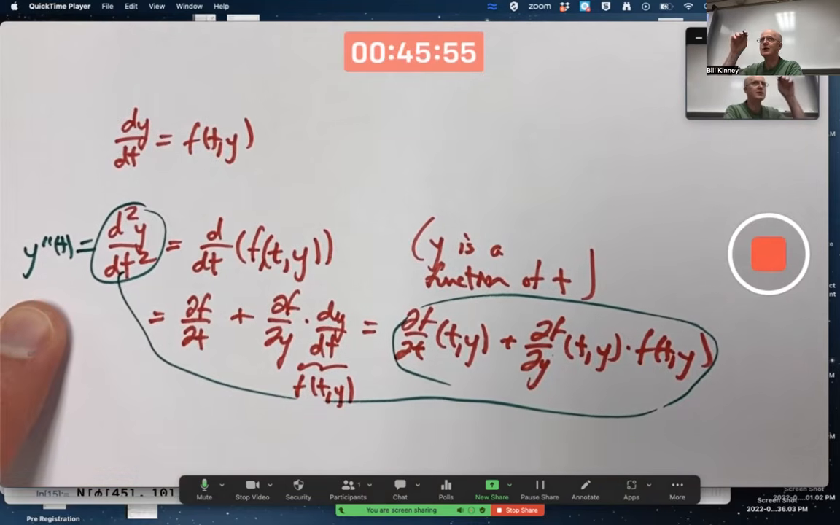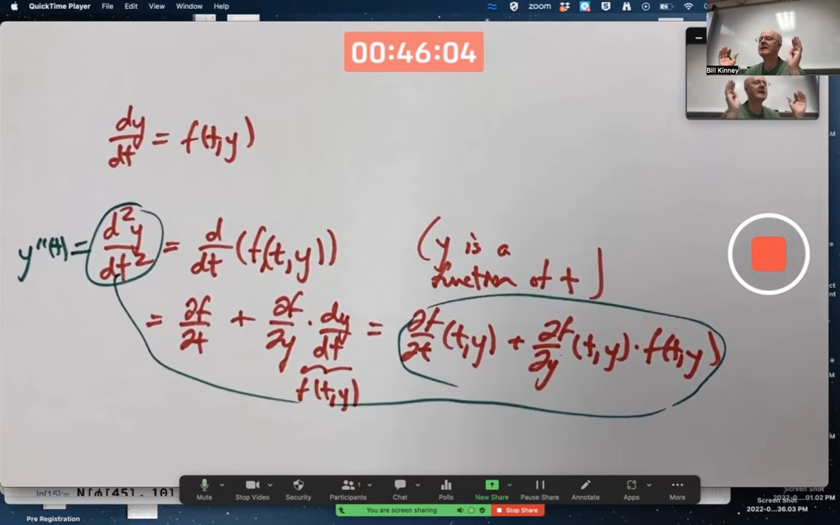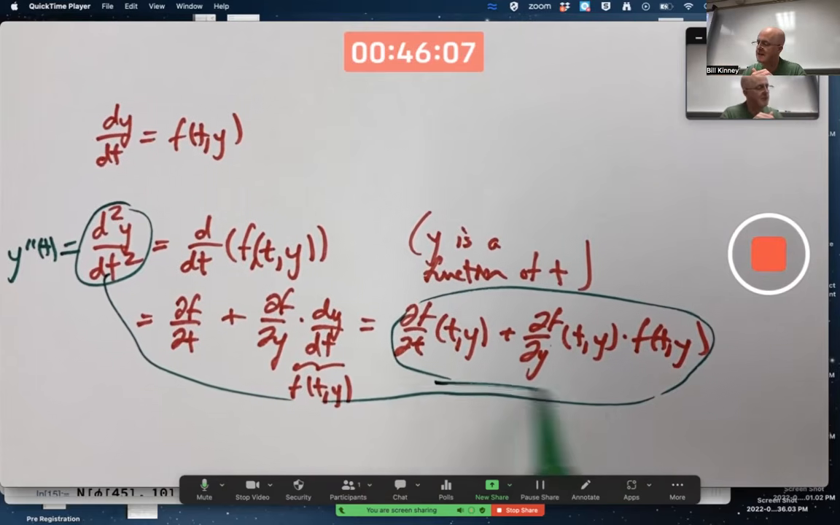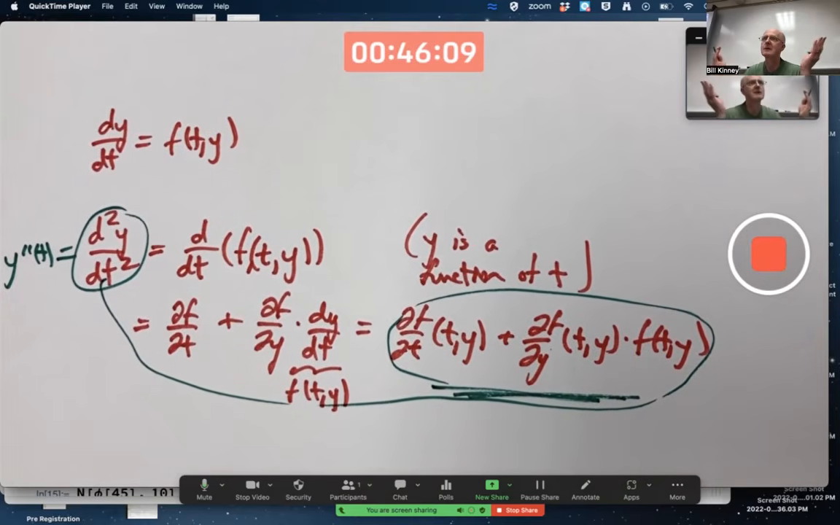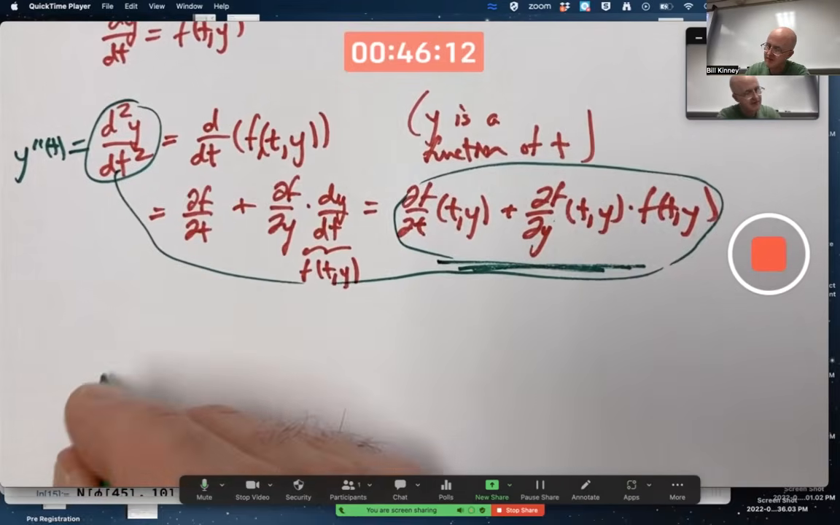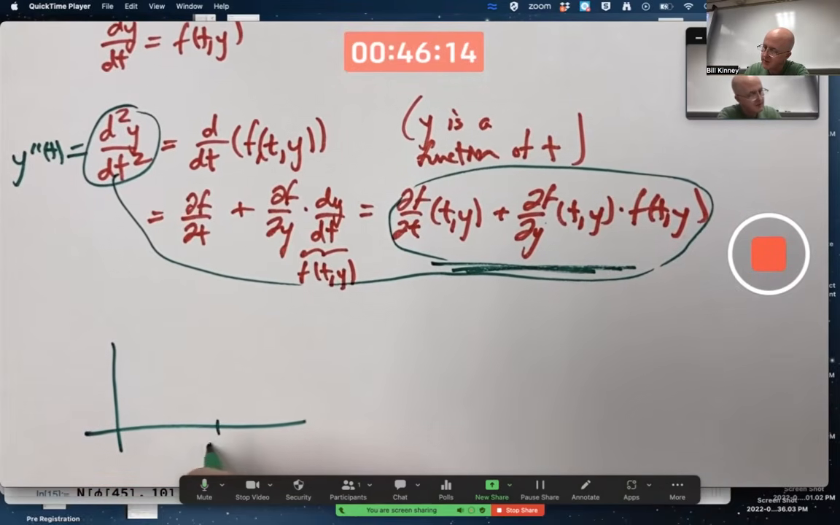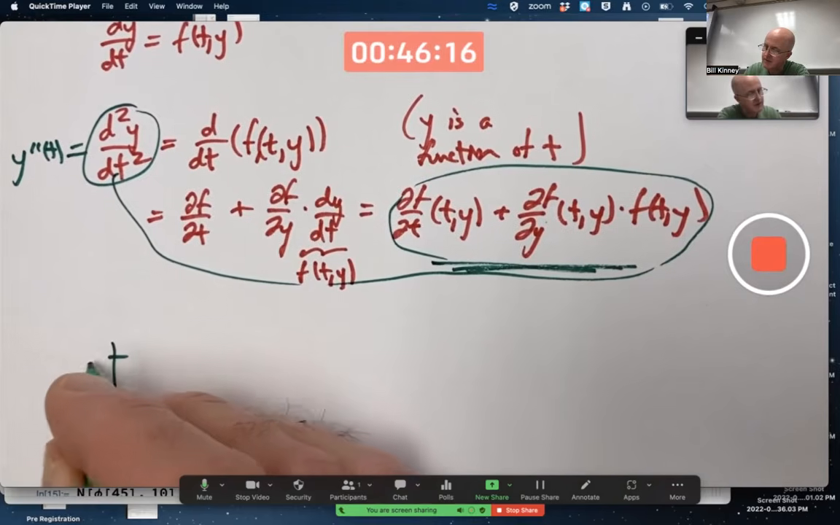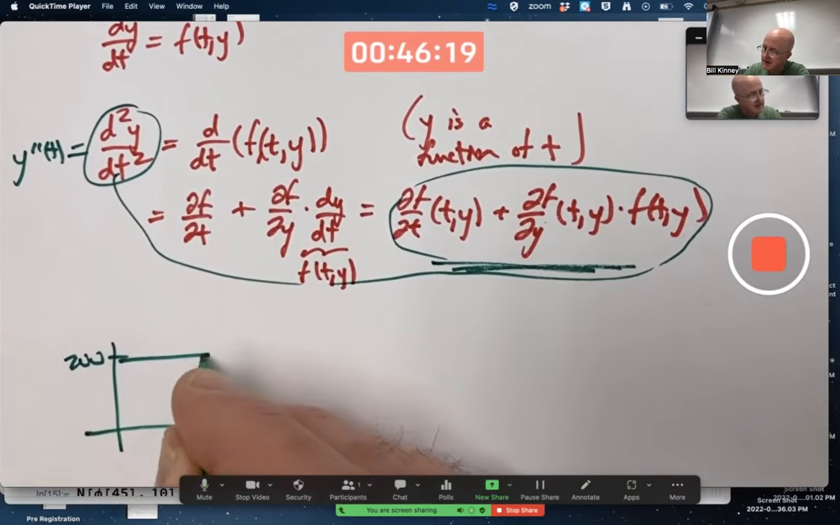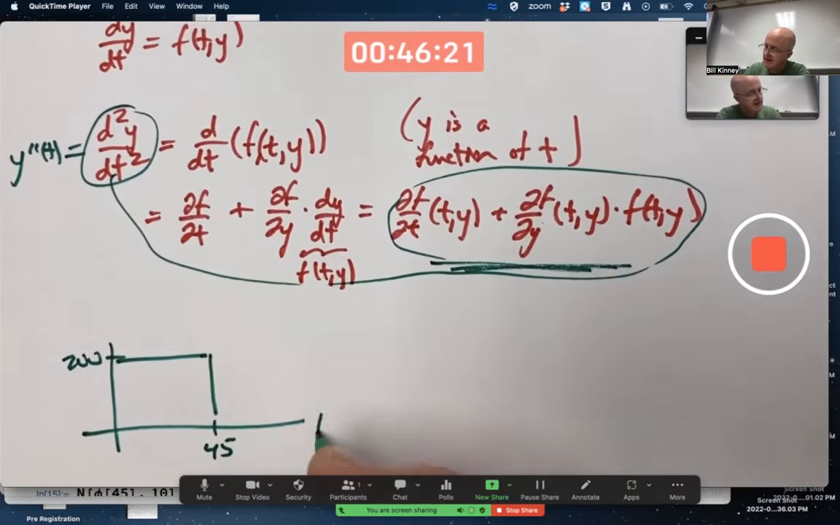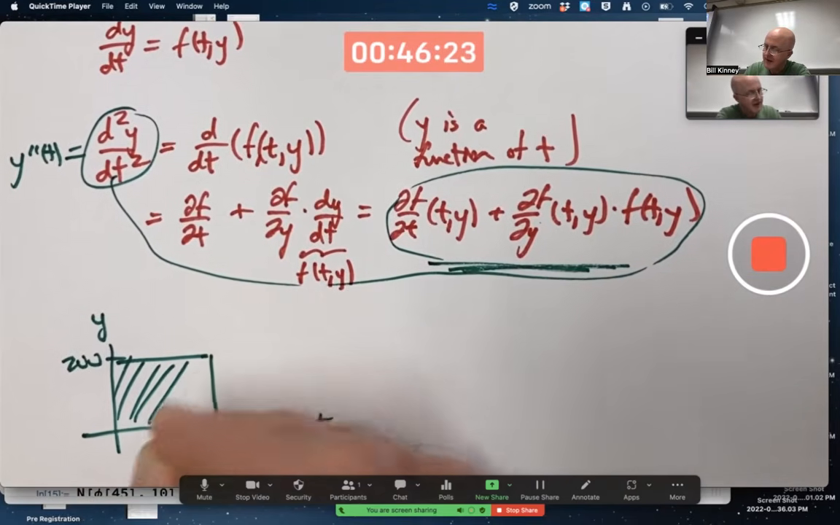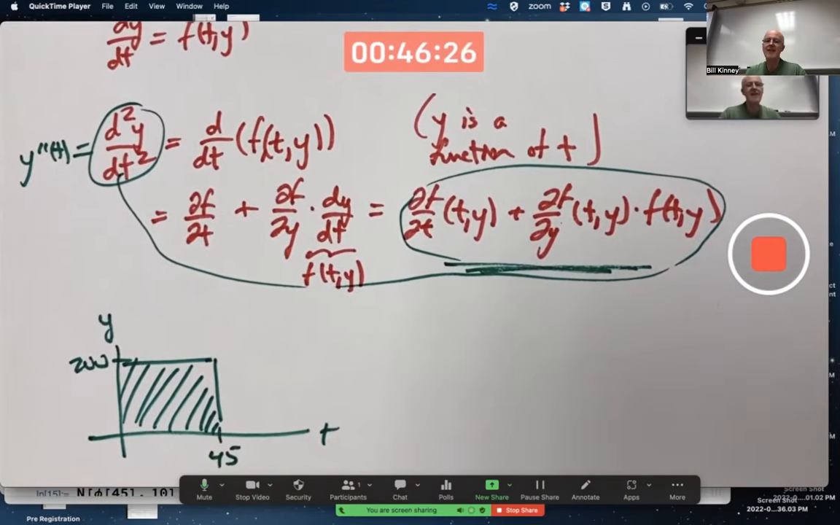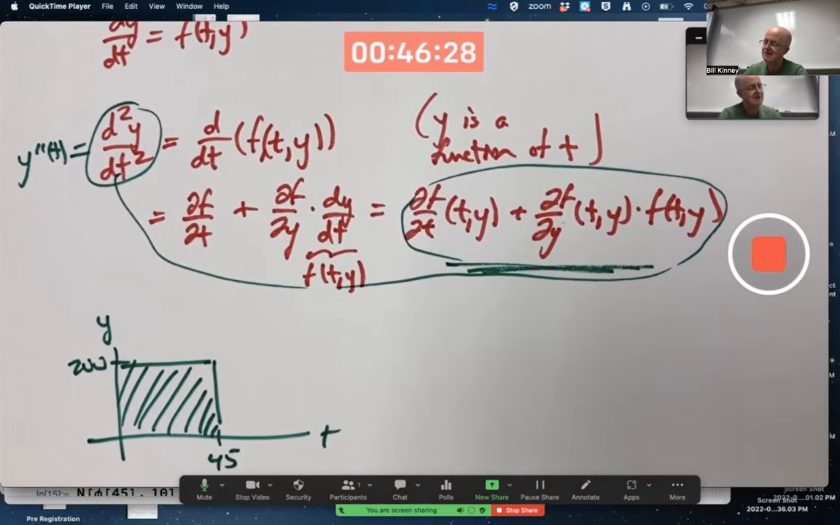And again, I don't know what the solution is, though I might have a guess approximately where it is based on a slope field. But if I truly have no idea what the solution is, I might have to think about bounding this thing over an entire rectangle. In this case, the rectangle being t goes from 0 to 45 and y goes from 0 to 200. Can I find an upper bound for the absolute value of that thing over this rectangle?